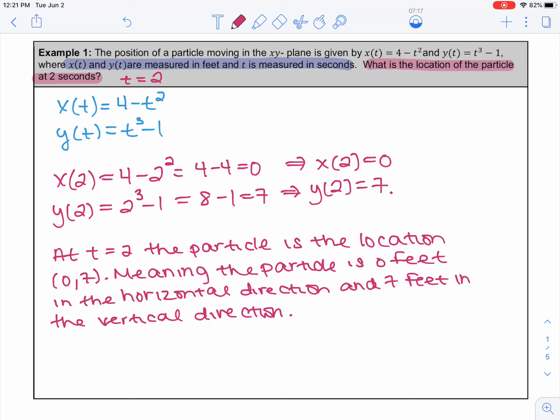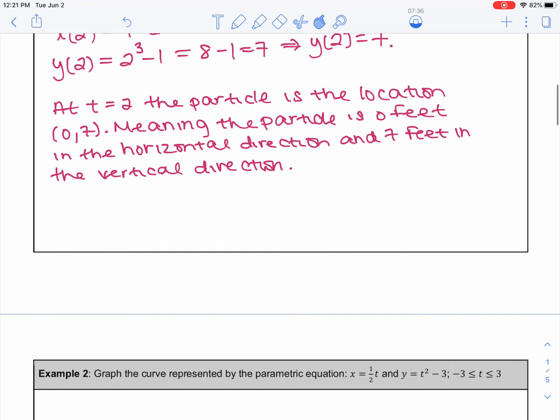Okay, so just a recap here: we were given two functions, x and y, defined by the variable t, and we were asked to determine the position of this particle in the horizontal and vertical direction given that t equaled 2.